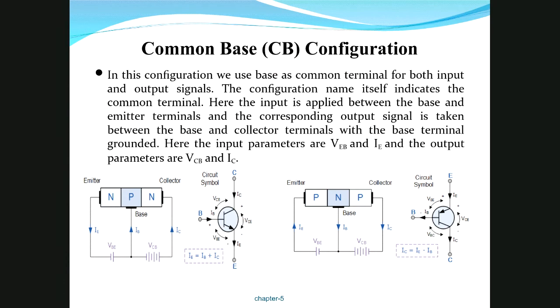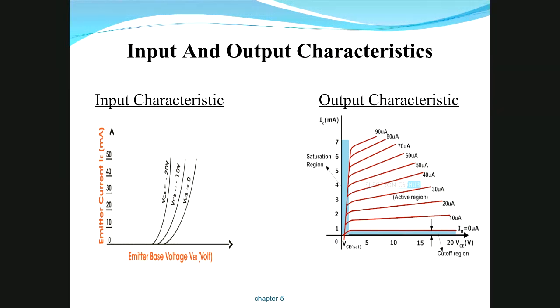Common base. Common base is what we are studying just now. Your base will be common between input and output. Your input is here and your output is here. Since the base is present in both input and output, it is called common base configuration. If you visualize the characteristic, you will see that there are two types of characteristic you can get. One is called input characteristic and one is called output characteristic. Now, what is a characteristic?